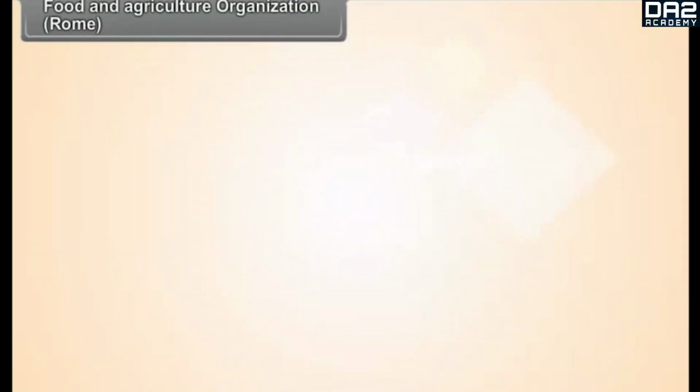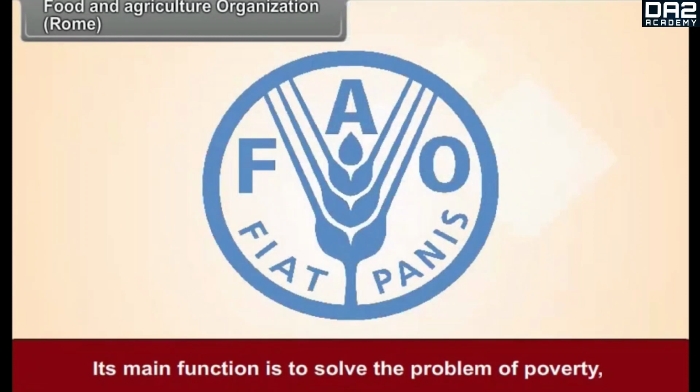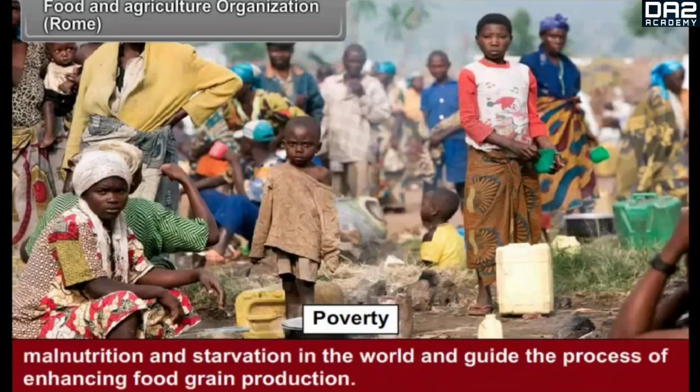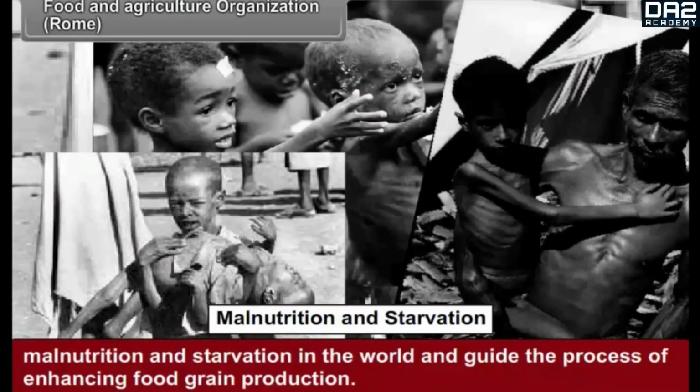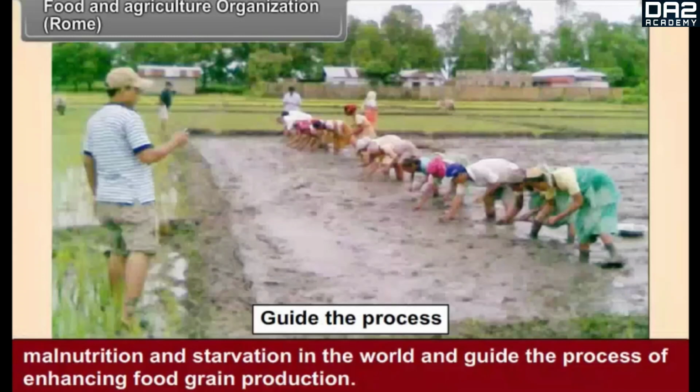Food and Agricultural Organization, Rome. Its main function is to solve the problem of poverty, malnutrition and starvation in the world and guide the process of enhancing food grain production.